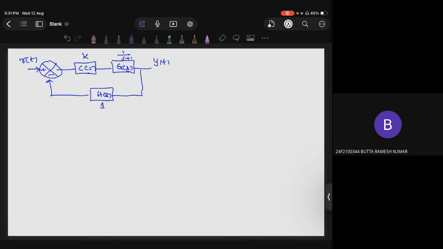Now, generally, what is the y of s by r of s here? Can you tell me? So y of s by r of s will be Gc by 1 plus GcGh. If you do the calculations, you will get it like this. What is Gc, sir? G means this one, C means this one. I thought Gc is one term. So it will be Gc G by 1 plus Gc G h, with G being 1 by s plus 1.